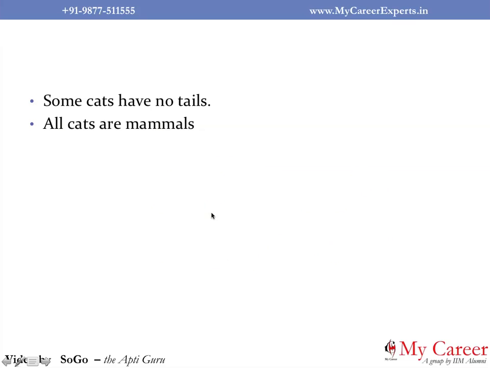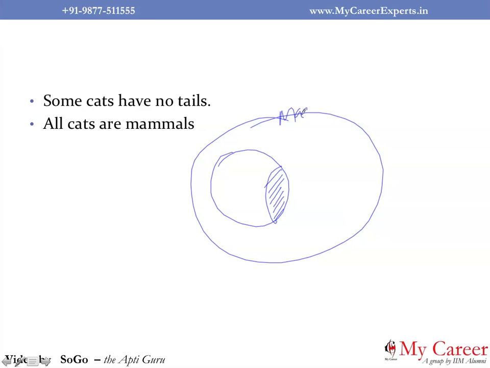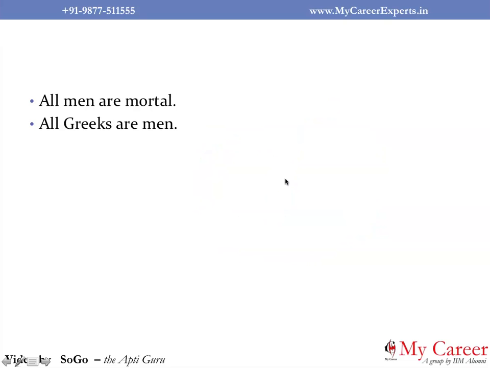Going to the next question. Some cats have no tail. So it says some cats have no tail. Right? All cats are mammal. So this is all cats are mammal. So some mammals are without tail.